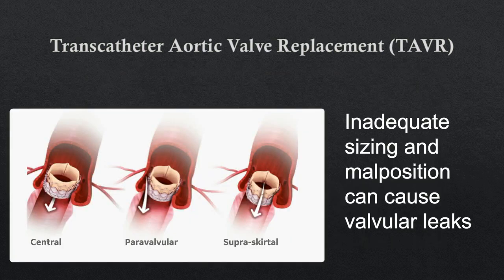A common theme with catheter-based structural heart procedures is proper sizing. Inadequate sizing and malposition can cause valvular leaks and drastically reduce procedural success. There are different types of valvular leaks: central, between the leaflets; paravalvular, between the prosthesis and the deployment zone; or supra-annular, a form of PVL, or paravalvular leak. Clinical studies have shown that even mild regurgitation can be associated with an increased post-TAVR mortality rate.